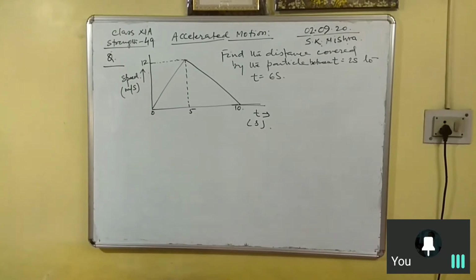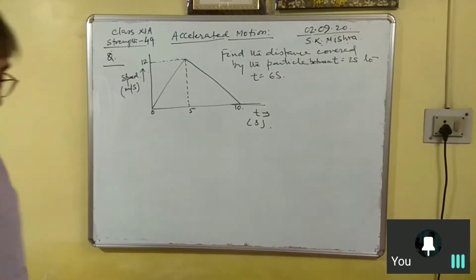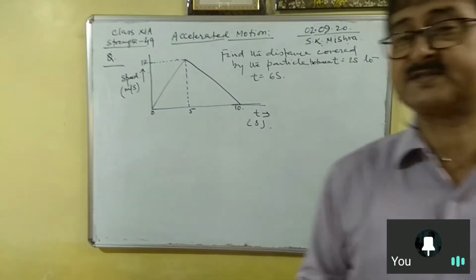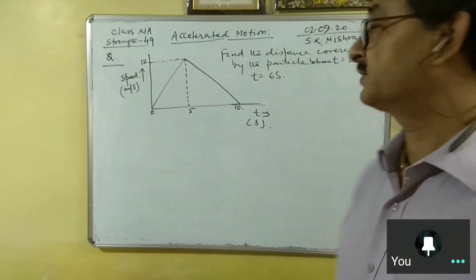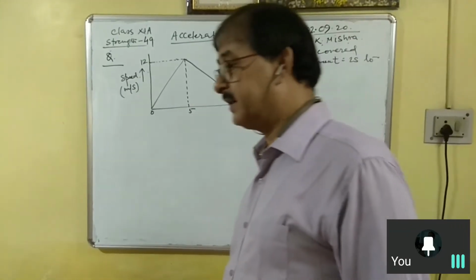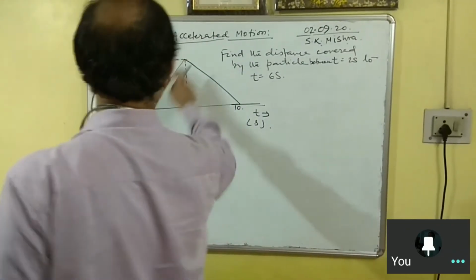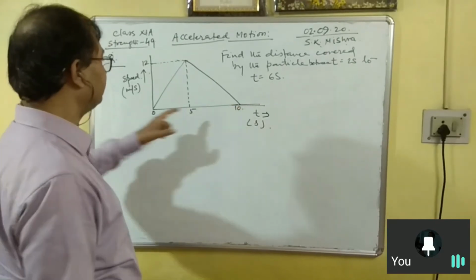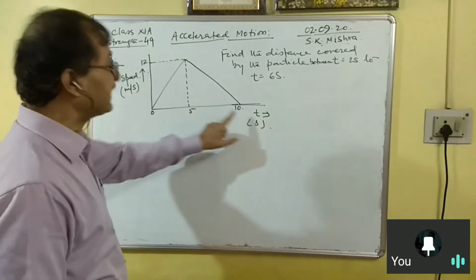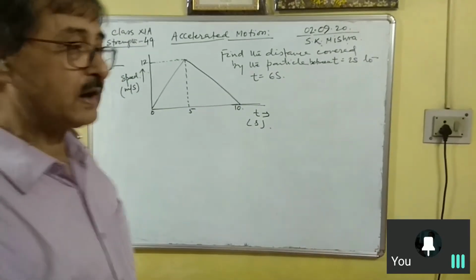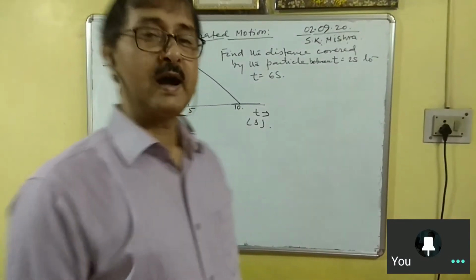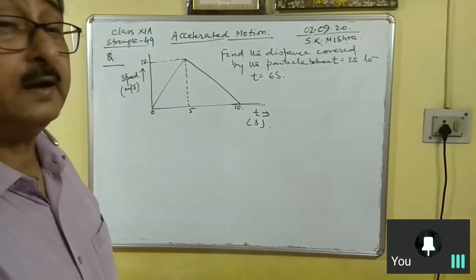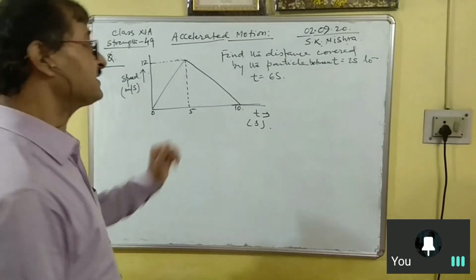This is the question. You know, the area bounded under a speed time graph gives the measure of distance. So how will you find distance covered? Just take the area. But if you find the area of this triangle, this will give you the distance covered in 0 to 10 seconds. But this is not our question. Our question is, you have to find the distance covered by the particle between t is equal to 2 seconds.